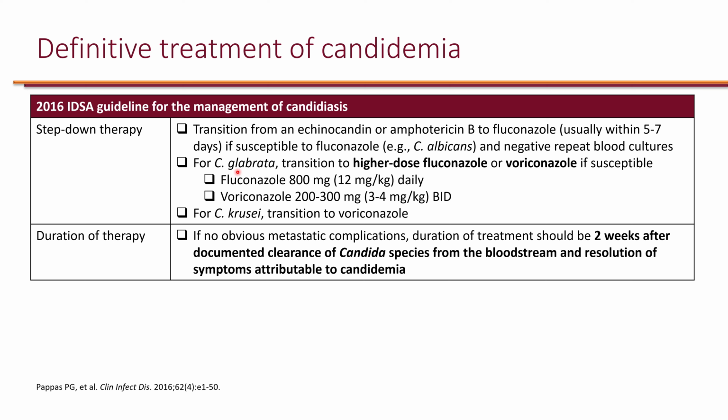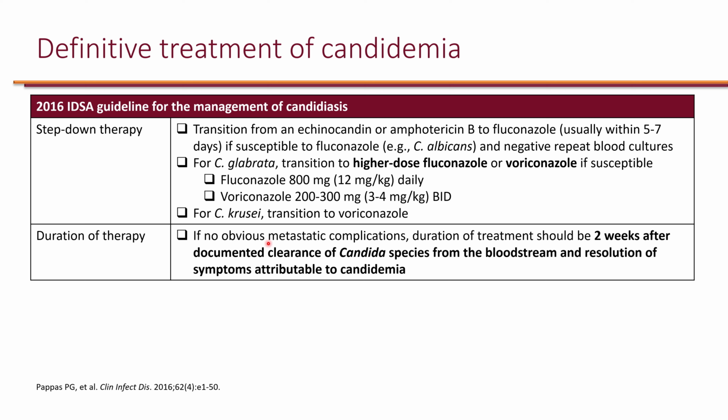And then, of course, if it's Candida glabrata, typically the MICs are higher for fluconazole, so a transition to a higher dose fluconazole, or if the MIC is so high that it's fluconazole resistant, then high dose voriconazole would be another option. For Candida krusei, it is just resistant to fluconazole, period. So if somebody has krusei, fluconazole is not an option, so the oral option would be voriconazole.